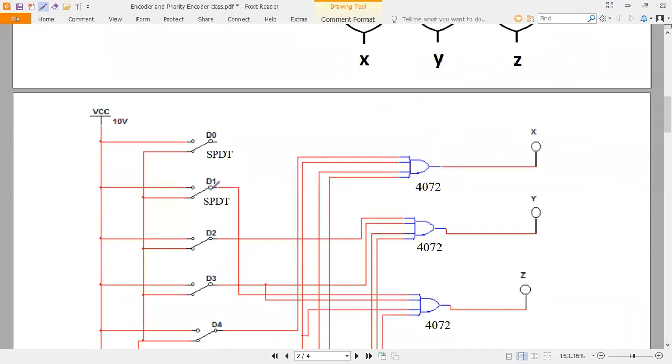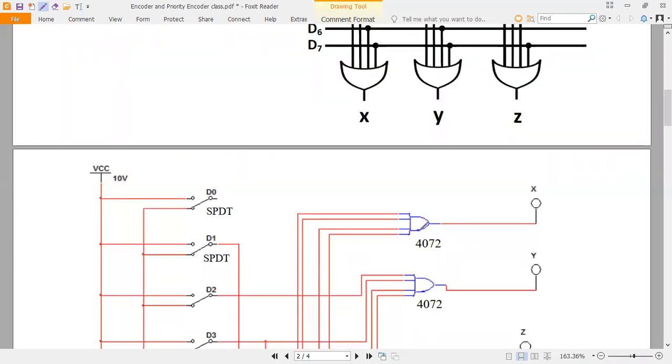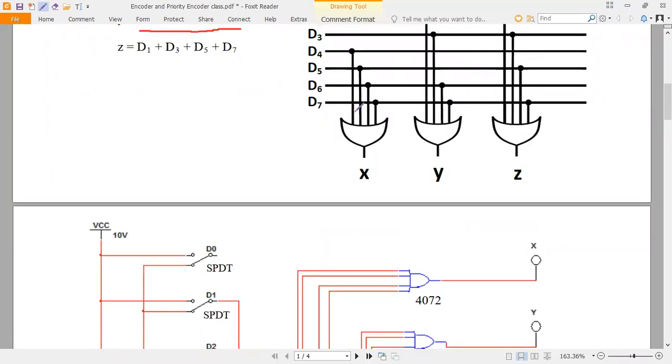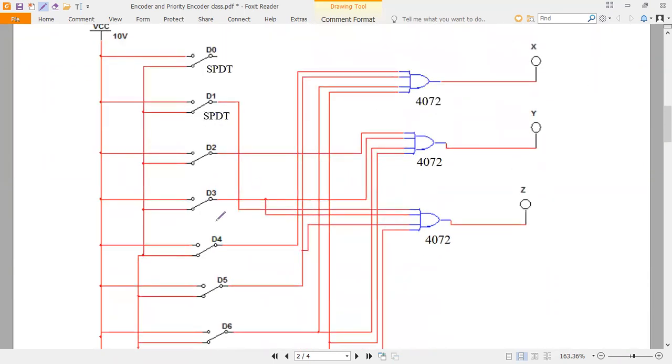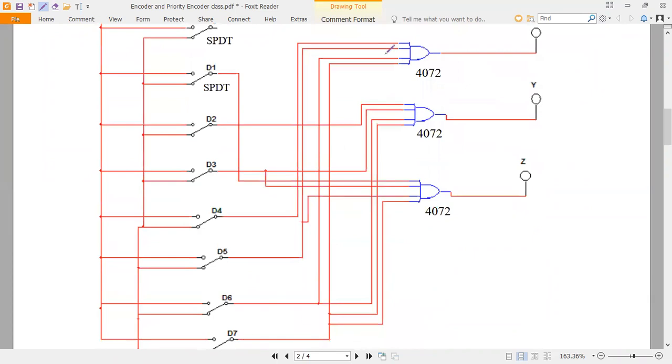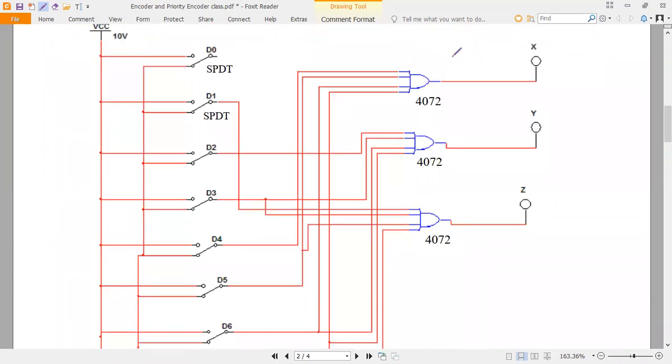Next here, if you see this first OR gate, this is a 4-input OR gate whose IC number is 4072. So to the X, what are the inputs connected? D4, D5, D6, D7 are connected to this first OR gate, and the output of this OR gate is X. So here there is a probe. When the output of this OR gate is logic 1, this light will get turned on.